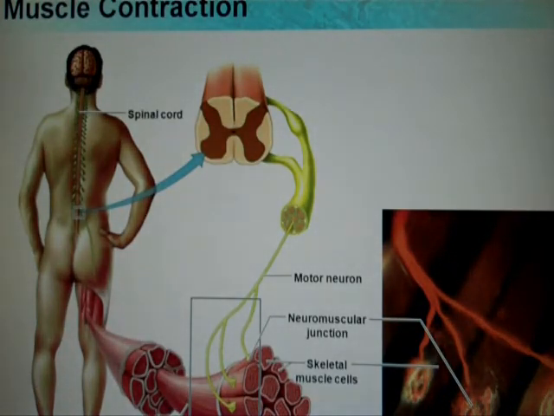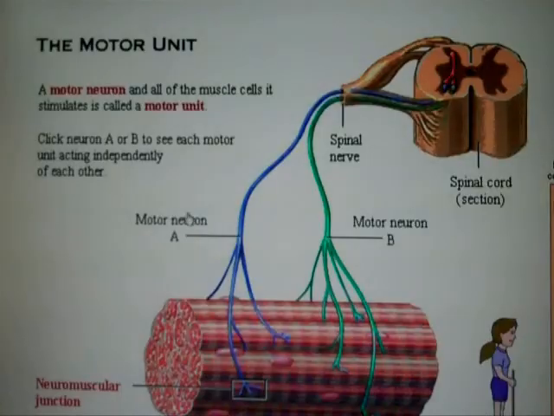Here again is an illustration of a motor unit. We have the nerve and the muscle that it signals. Sometimes this nerve is going to be signaling a large number of muscle cells that will make it a large motor unit. Sometimes the nerve will be signaling a small number of muscle cells that'll make it a smaller motor unit. That's what we're illustrating here.